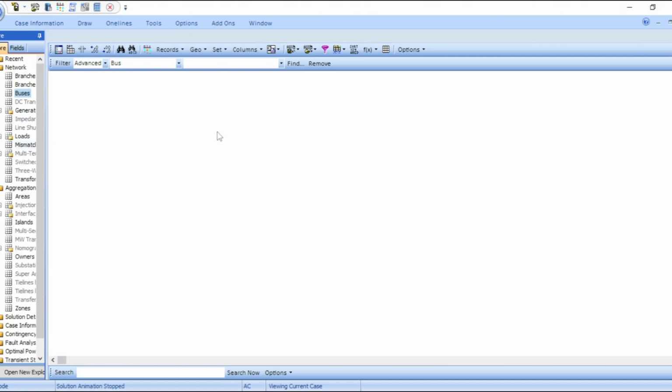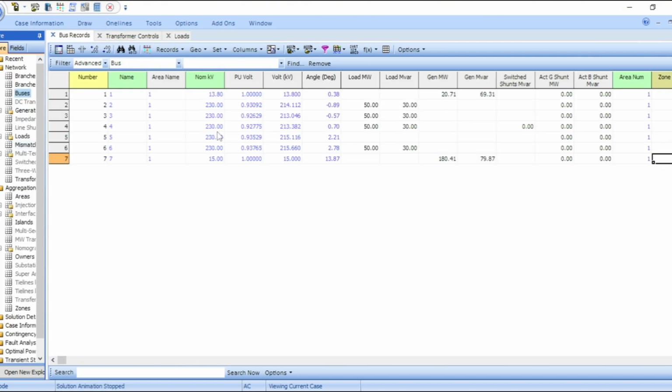So let's see. After the run, for bus 1 the per unit voltage is the same, and bus 2 is 0.932, bus 3 is 0.926, and bus 4, which is our main goal actually. We have to know this bus 4 voltage magnitude, and it's 0.9277.